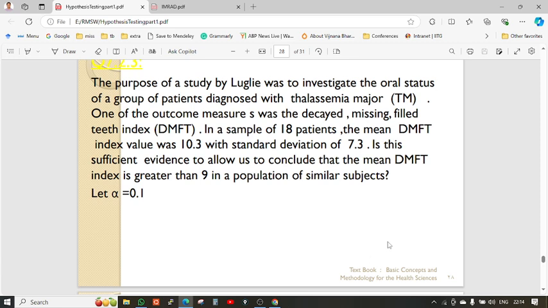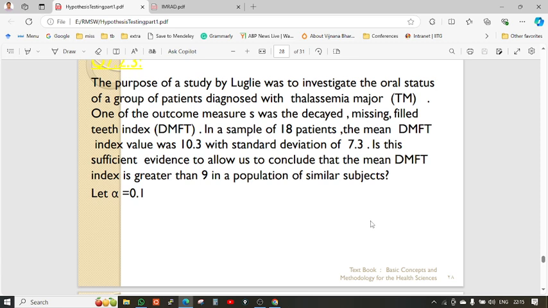Okay, the purpose of the study was to investigate the overall status of a group of patients diagnosed with thalassemia, which is measured, which is the outcome of this delayed thing. In a sample of 18 patients, the mean is 10.3 with a standard deviation of 7.3, and the index is greater than 9. Here also you have to calculate with a significance level of 0.1.